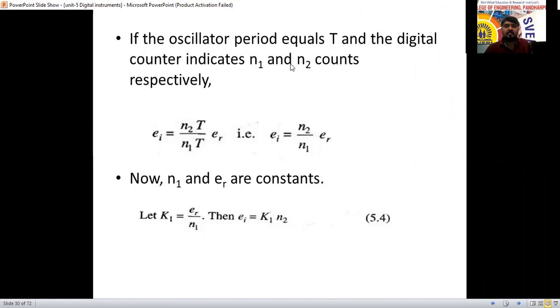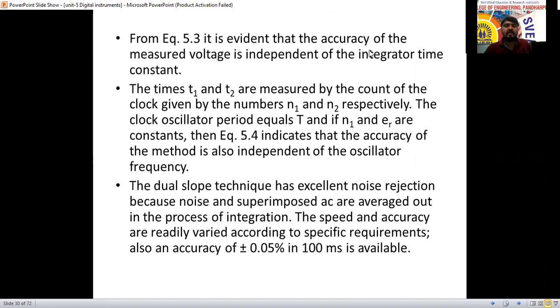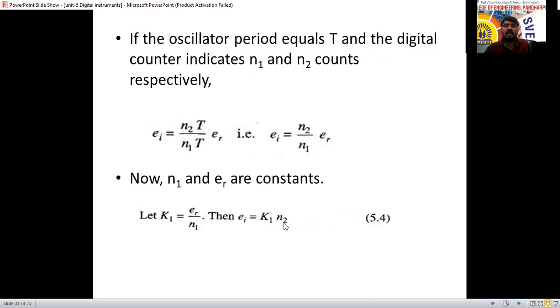From equation 5.3, it is evident that the accuracy of the measured voltage is independent of the integrating time constant. The times T1 and T2 are measured by the clock counts N1 and N2, where the clock oscillator period equals T. If N1 and Er are constant, then the accuracy of the method is also independent of the oscillator.